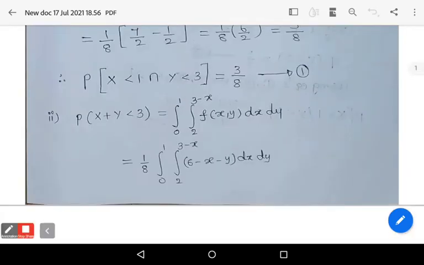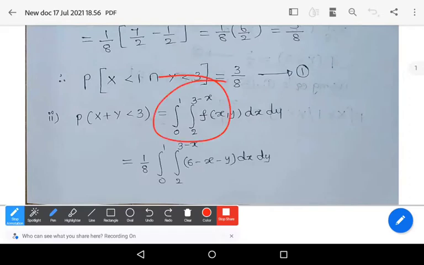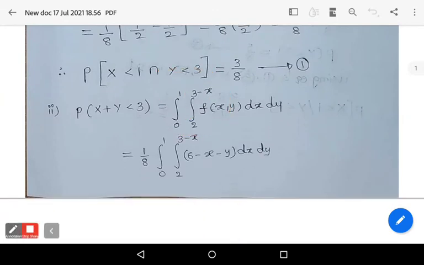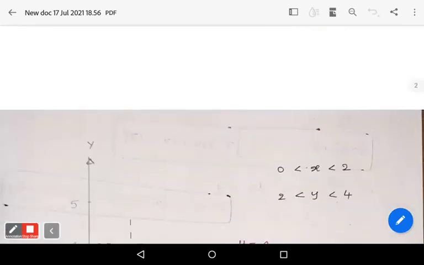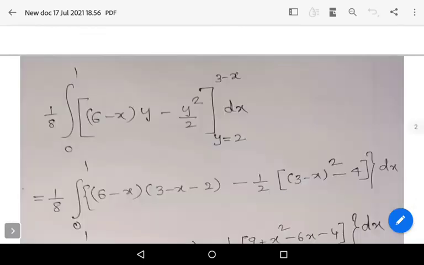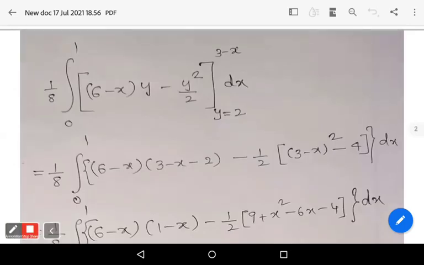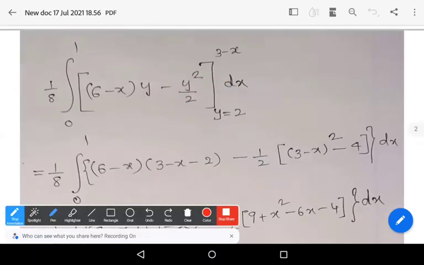Please observe that. The integral from 0 to 1 is for x, and the integral from 2 to 3 minus x is for y, because y started from 2 and it takes only less than 3, which means 3 minus x. So let us simplify and integrate along y first. So 1/8 integral of (6 minus x), along y, with x treated as constant, integral y dy.